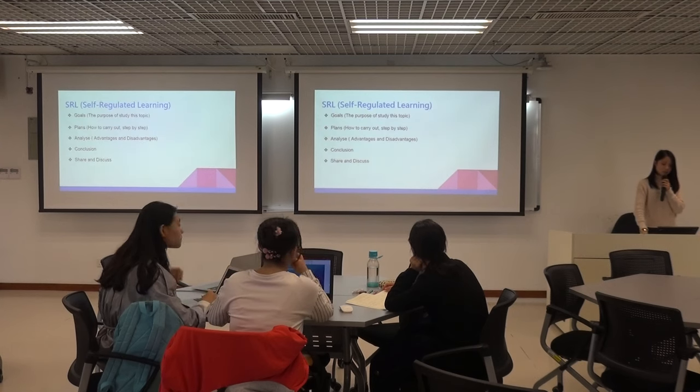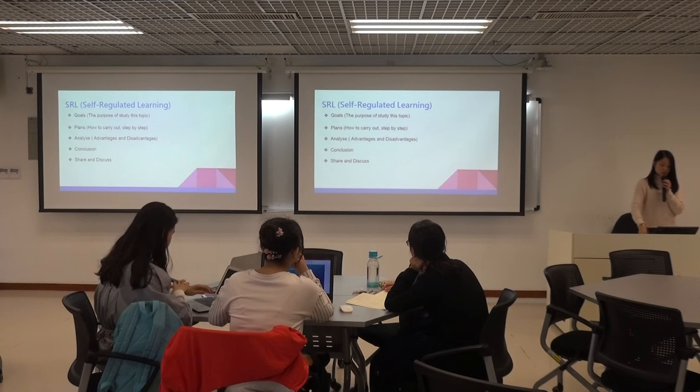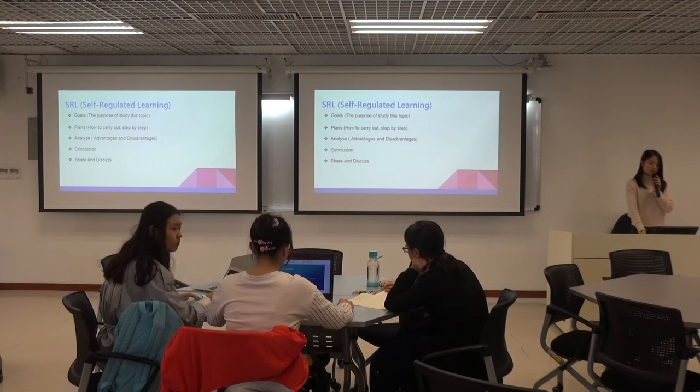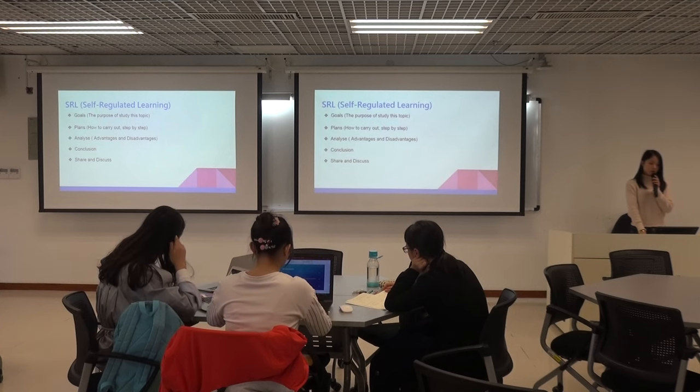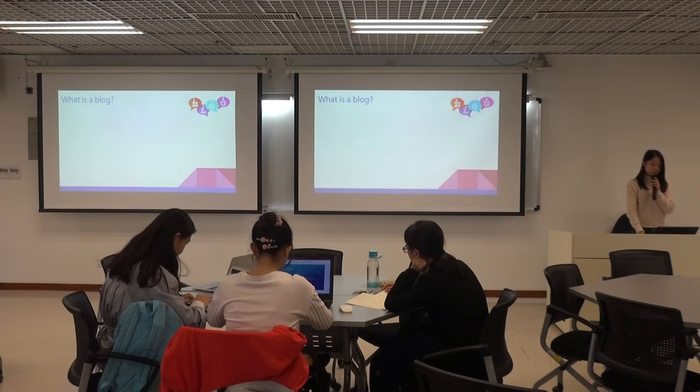And the second one is SRL, which means self-regulated learning. There are five main steps in here. The first one is goals, which means the purpose for studying this topic. And the second one is plan, how to carry out this topic and how to solve the question step by step. And the third one is analyze, and then conclusion and share and discuss.